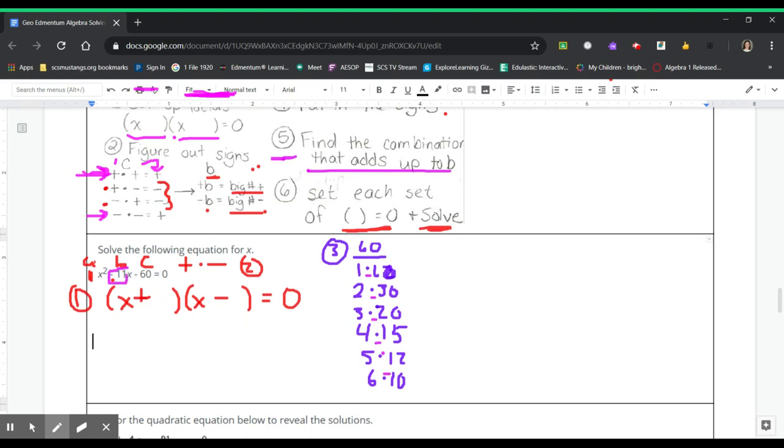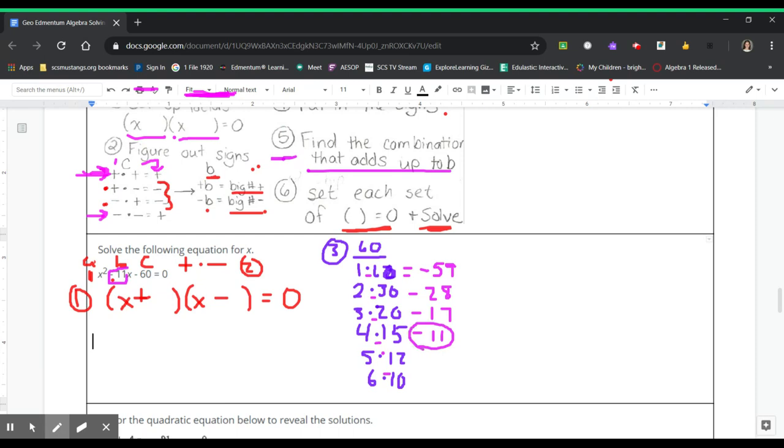So you can go through and actually do the math. 1 plus negative 60 is going to give us a negative 59. And then 2 plus negative 30 is going to give us a negative 28. 3 plus a negative 20 is going to give us a negative 17. 4 plus a negative 15 is going to give us a negative 11. Ooh, that's what we were looking for.